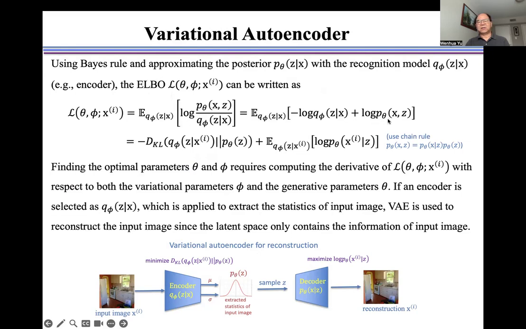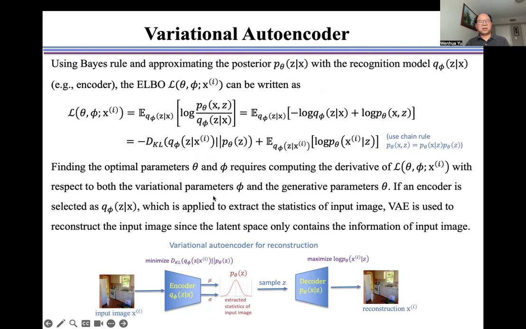Here we use the chain rule. Finding the optimal parameters theta and phi requires computing the derivative of L with respect to both the variational parameters phi and the generative parameters theta.